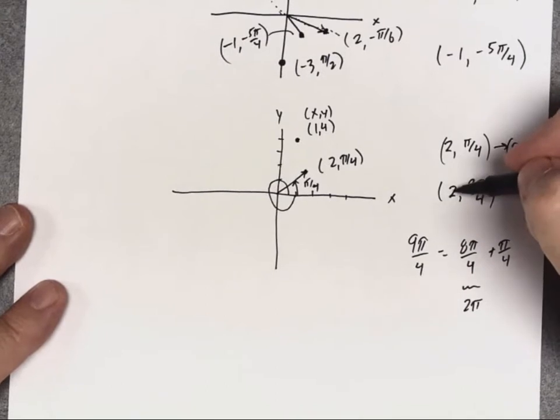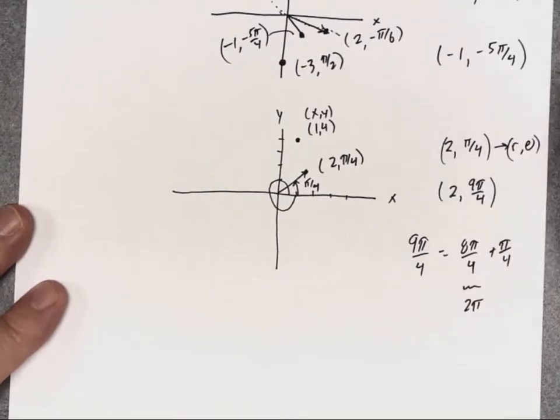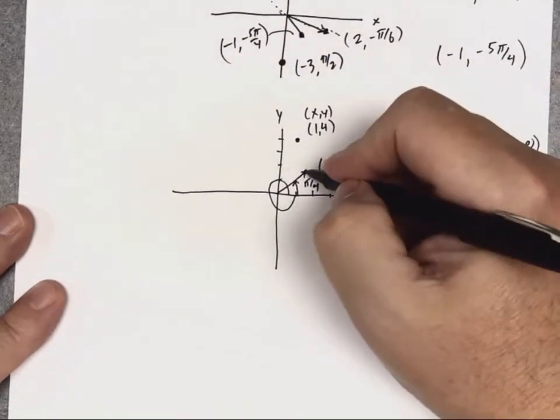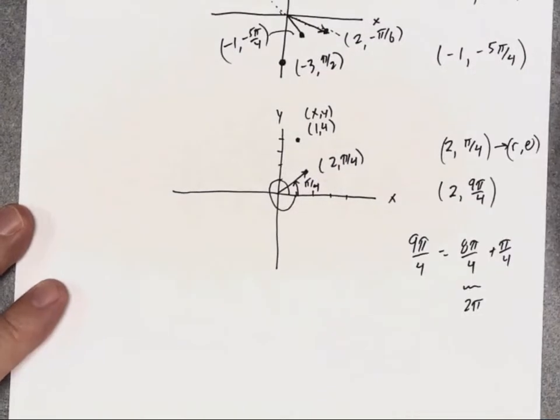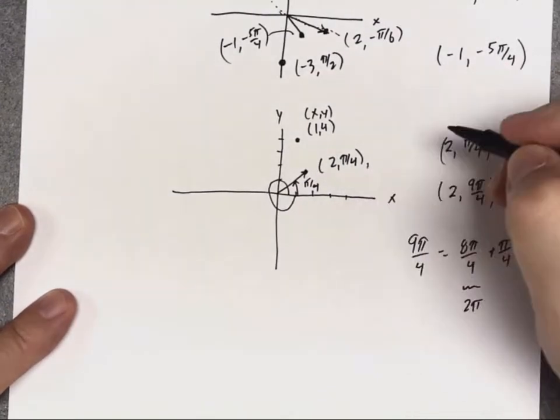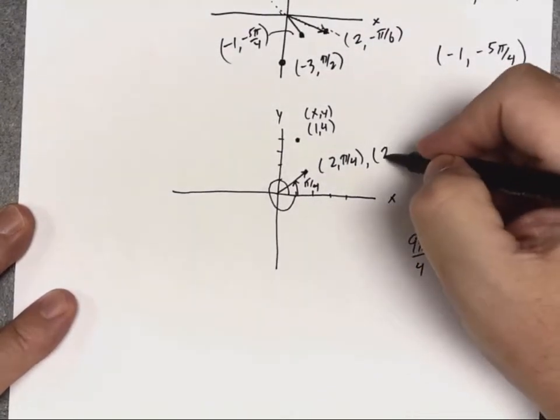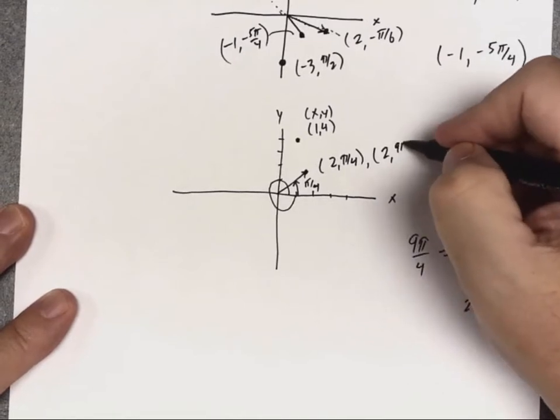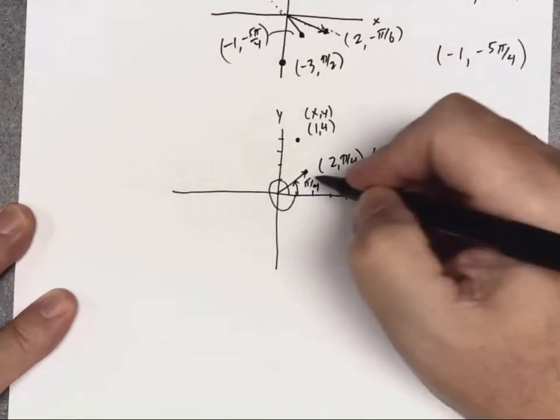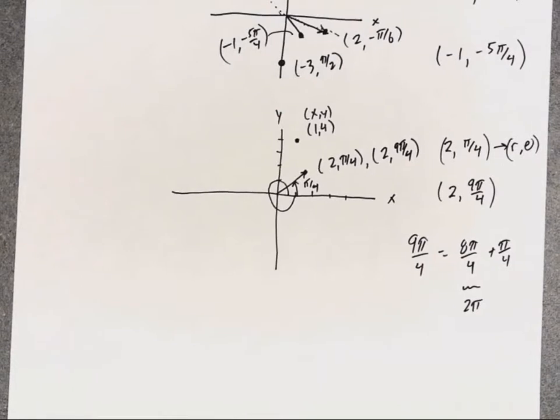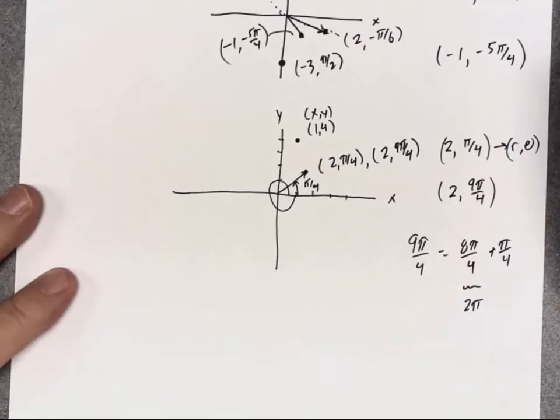And since my distance is 2, you know what? I end up at the same point. It's almost like there are now 2 ways to describe the same point. I can say that point is (2, pi over 4), and I can say the point is also (2, 9 pi over 4).